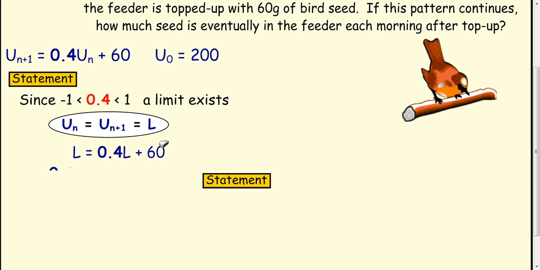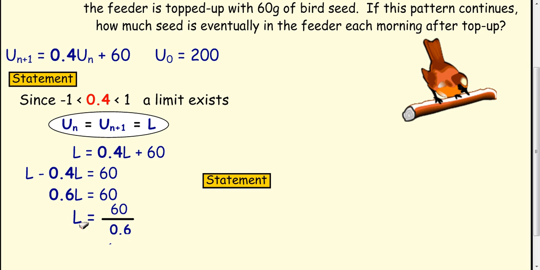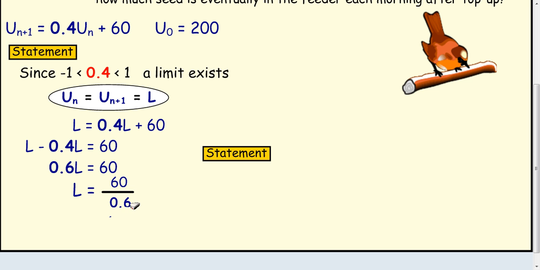Now this is an equation. We have to solve it for L to find the limit. So we've got 1L and a 0.4L here plus 60. If we take this over the other side, we get L take away 0.4L equals 60. So 1 take away 0.4 is 0.6L. If you now divide by 0.6, we'll find out what the limit is. So 60 divided by 0.6, you can put that into a calculator, but if it comes up in a non-calculator paper, multiply top and bottom by 10, and you get 600 over 6, so the limit's 100.